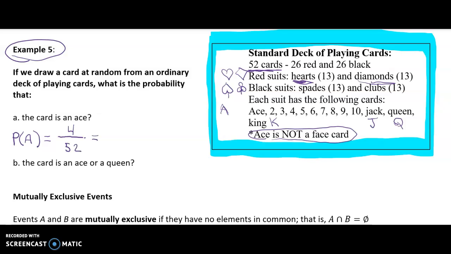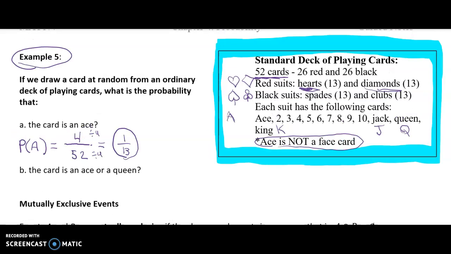We can reduce that fraction by dividing the numerator and the denominator each by 4, and we'll get 1 out of 13 is our probability. Make sure you express fractional answers as a reduced fraction. If you give a decimal answer, round to 3 decimal places. Next example, part B. What's the probability that a card is an ace or a queen?